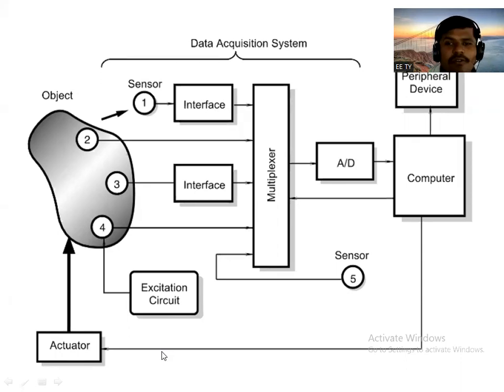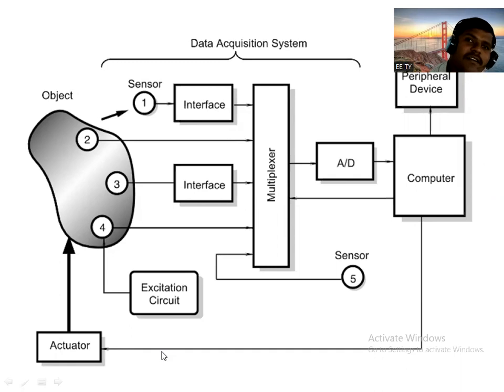Right. So the output signal obtained from the sensor, if it is not in proper format, then to make it into proper format we use some interface circuitry, or it may be an electronic circuit. For sensors 1 and 3 an interface circuit can be used, and sensors 2, 4 and 5 are directly connected to the multiplexer. That means the output signal obtained from those sensors is in proper format, right? It is in proper format.